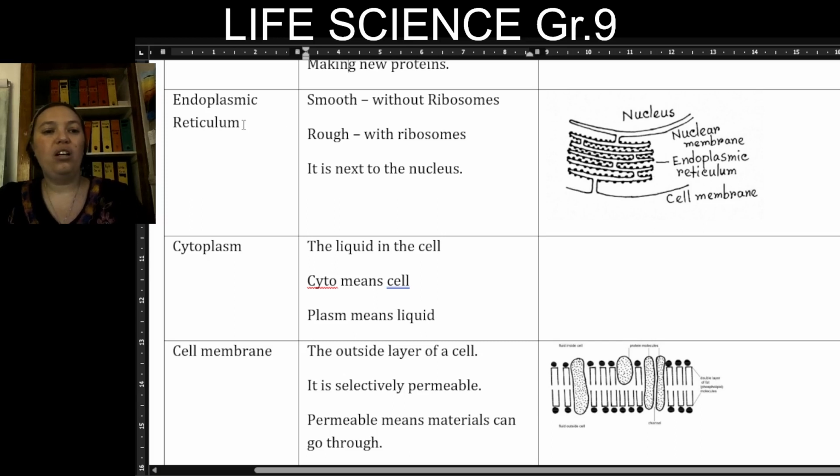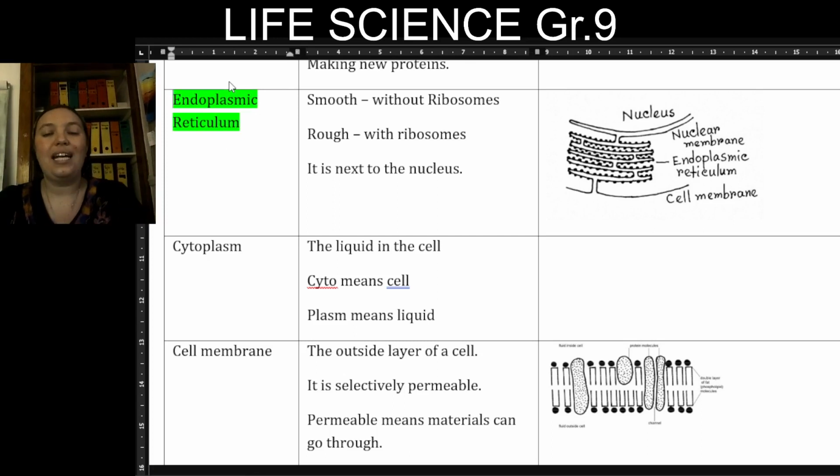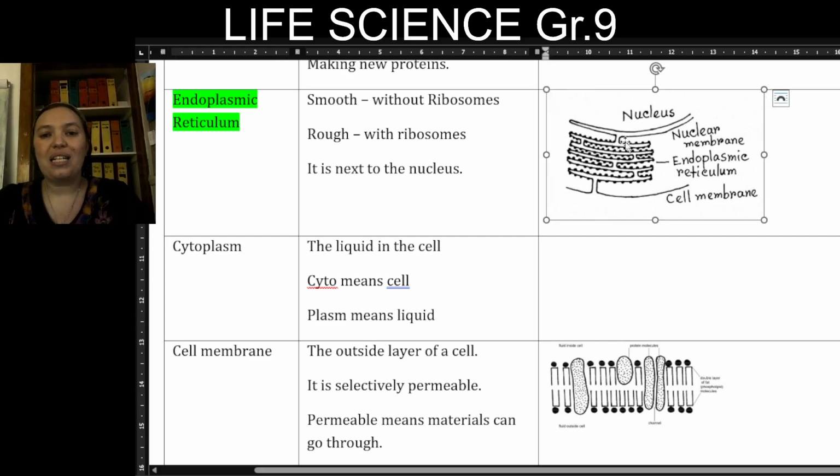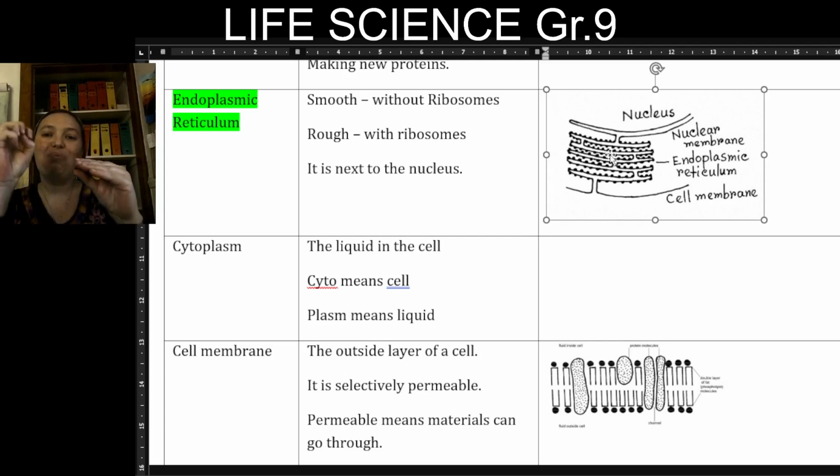So if you are looking at all these things in the cell, which one is the endoplasmic reticulum? The endoplasmic reticulum is the flat things right by the nucleus. It's right by the nucleus because it has ribosomes on it, and we want ribosomes close to where they're being made and close to the DNA.